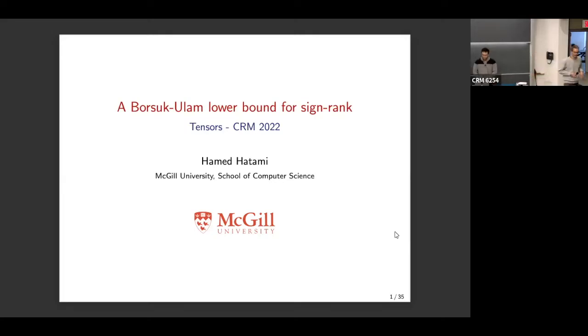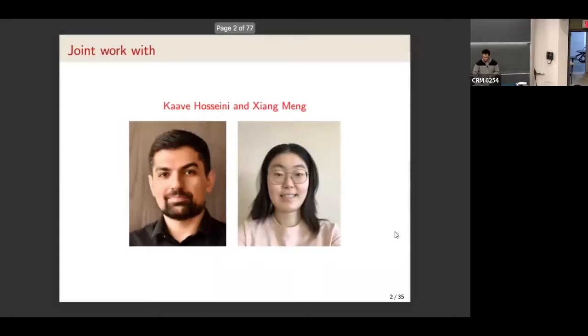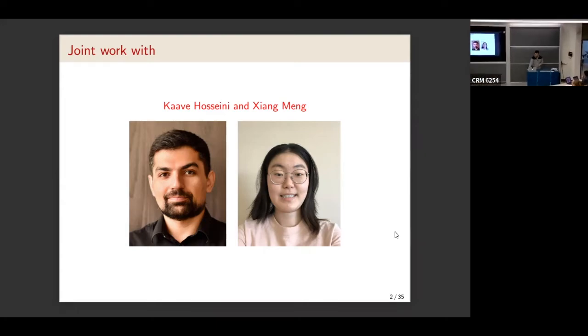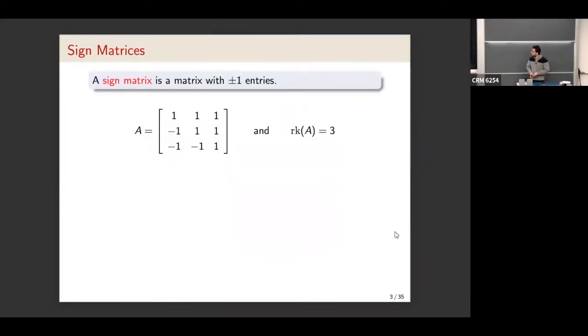All right, thank you. So in this talk, I'll talk about a new lower bound technique for proving lower bounds against sine rank. This is a really elegant and exciting parameter. Before going into that, this is joint work with two people, Kaave and Hosseini, who is a young professor at Rochester, and a student at McGill, Xiang, who did this during the summer. So let's get to talking about sine rank.